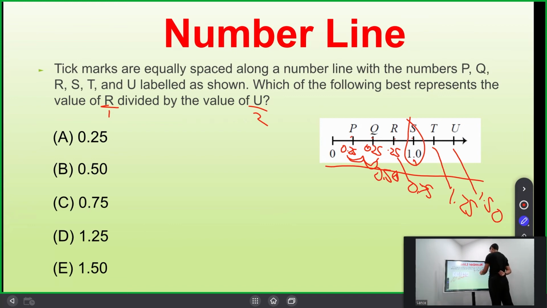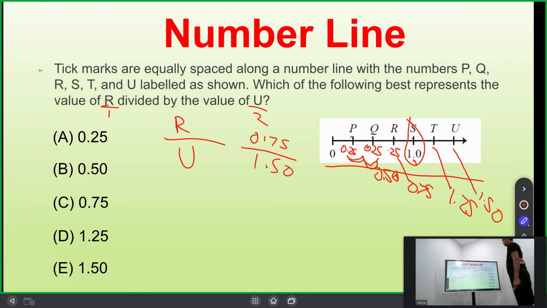So now we need to do R divided by the value of U. Let's fill in this formula. R is 0.75 divided by the value of U, which is 1.50. What we first need to do is take out the decimal points so we can divide more easily. We're taking out 2 decimal points in both of them. So now we're left with 75 divided by 150.